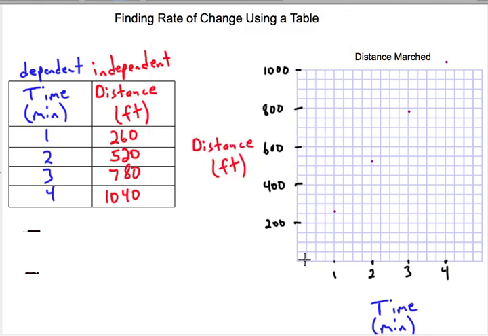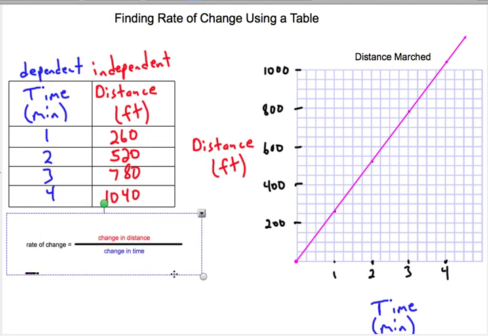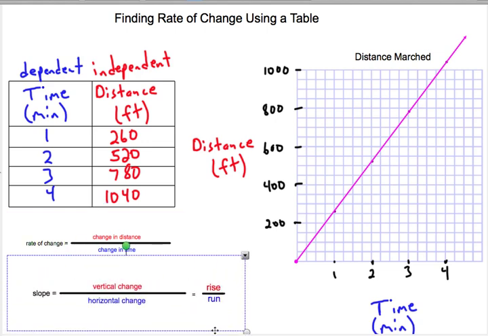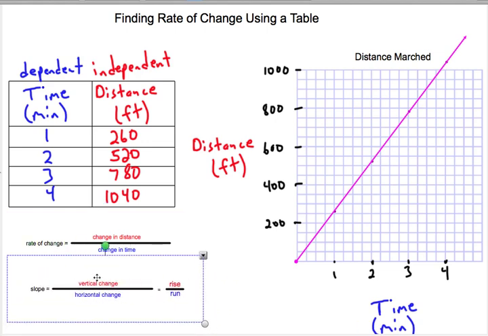Alright, and they should connect in a pretty straight line, which they do. And so this shows the linear relationship in the picture that I was talking about. And here was the formula that we used. Remember, rate of change was equal to the change in distance over change in time. And mathematically, we call that a slope.